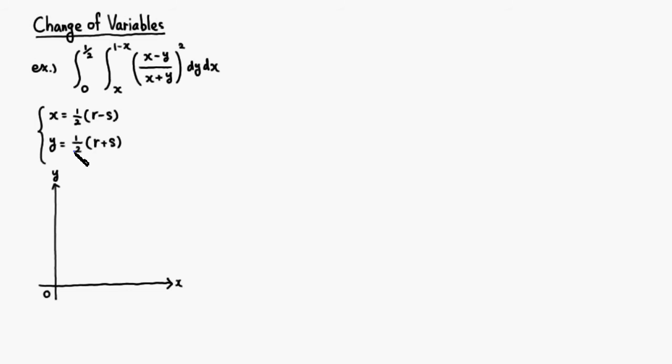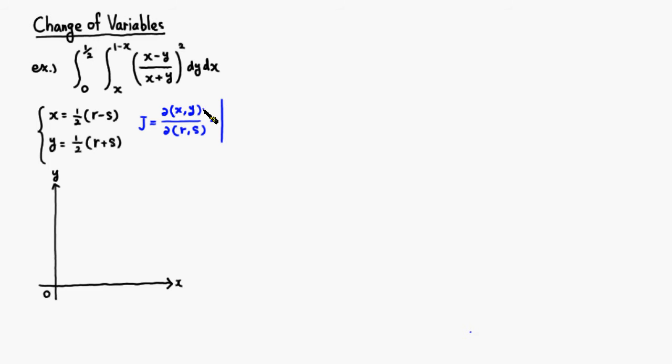Alright, so first we need to find the Jacobian. We just learned how to find the Jacobian. Our old variables are x and y, and we want to do it with respect to new variables, and those are r and s. Alright, so let's do that.